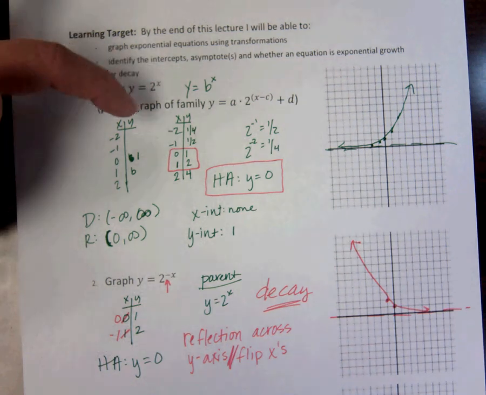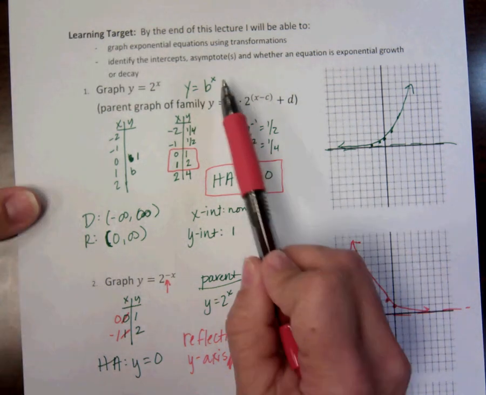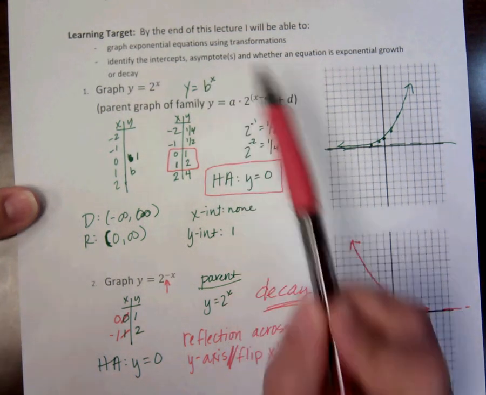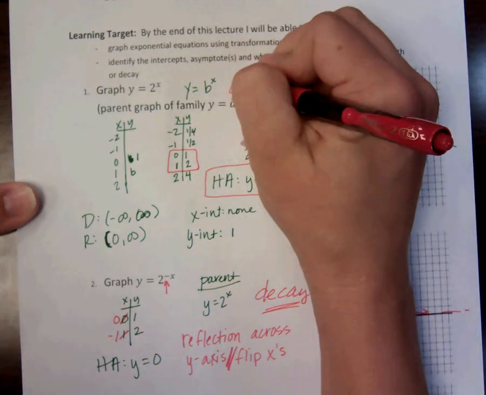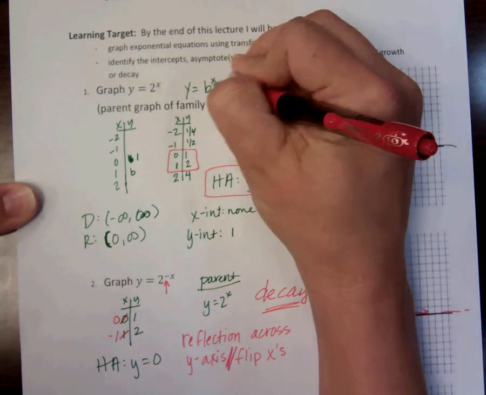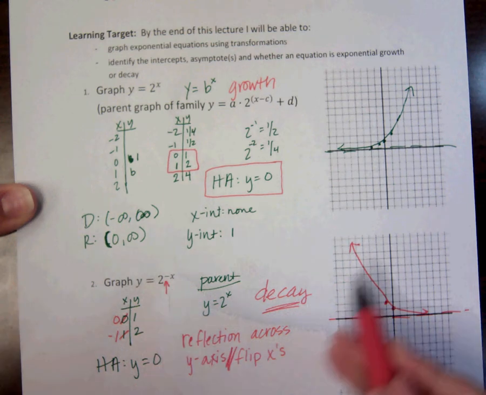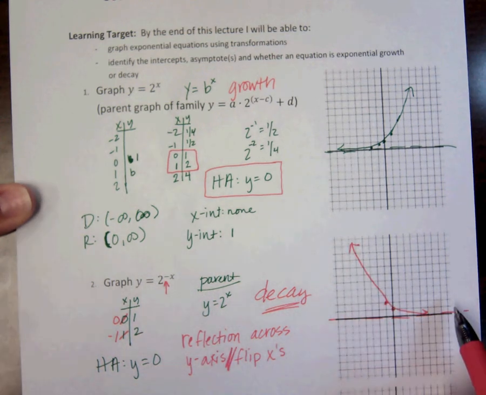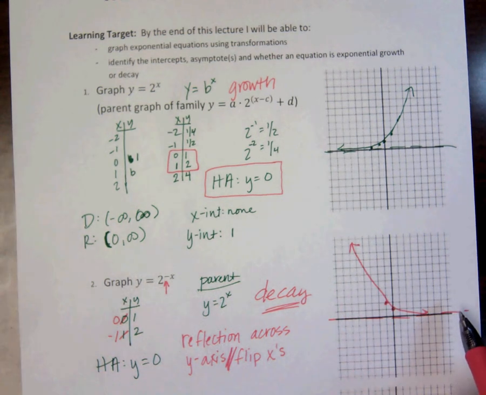The first problem was exponential growth. If x is positive, if that exponent is positive, that's exponential growth. And as soon as that exponent flips, it becomes negative, so now you have exponential decay. That's important to keep in mind as you think about the shape of your graph.